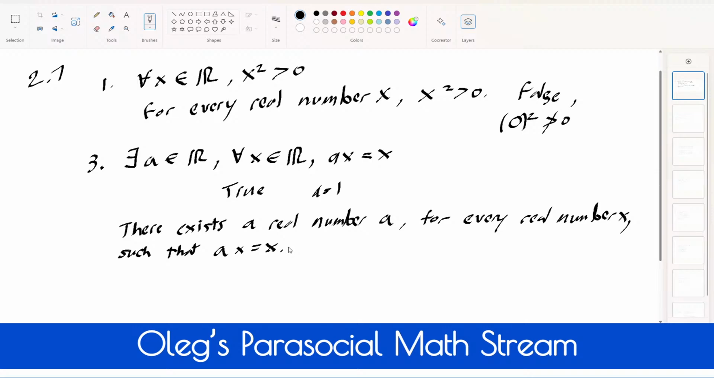All right, let's take a look. Let's see what the book says. Answer: yes, true. Consider A equals 1. By the way, all this stuff, I didn't look at the answers in the back of the book. I'm doing it on the fly.